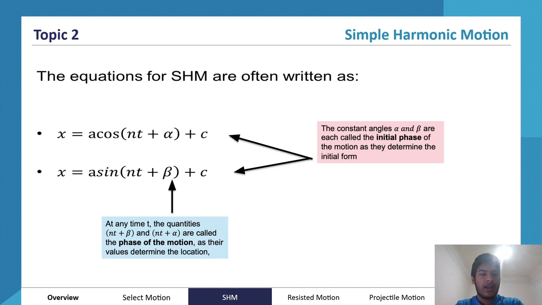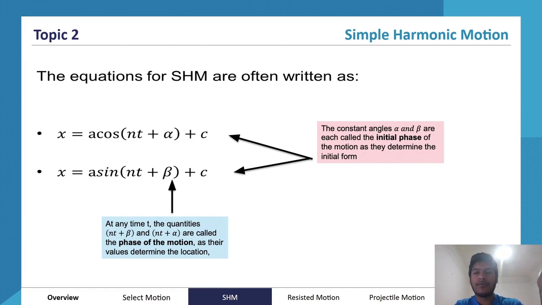Okay. At any time t, the quantities nt plus beta and nt plus alpha are called the phases of the motion, as their values determine the location. So pretty much the thing inside the brackets, those are called the phases of motion. Depending on what the time is, they dictate where the particle is at some point in time.